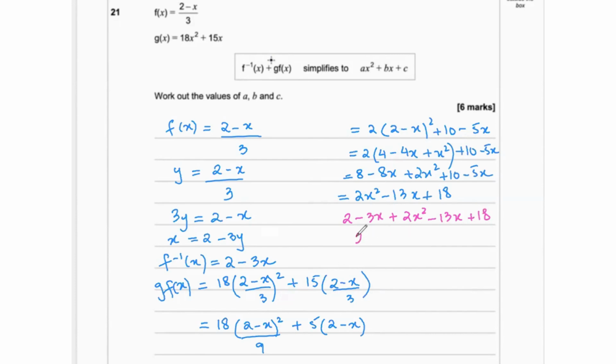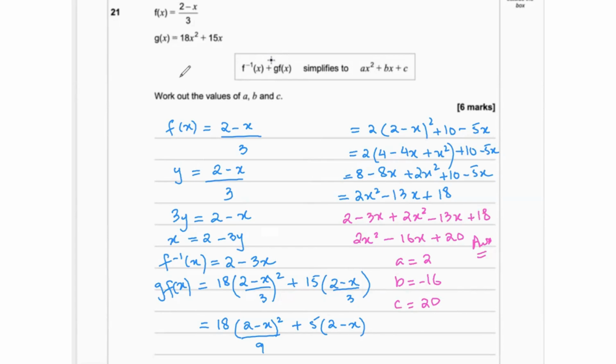That's going to be 2x squared minus 16x plus 20. This is your final answer. So A is 2, B is negative 16, and C is 20. That's how you solve this.